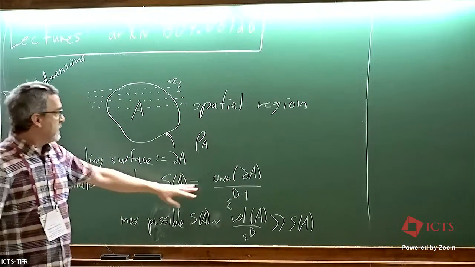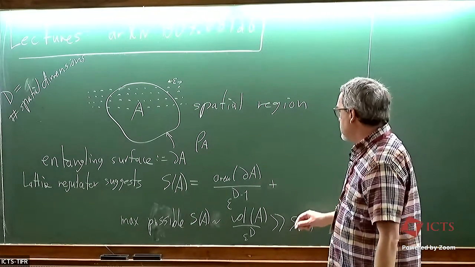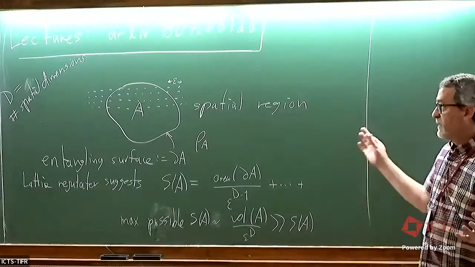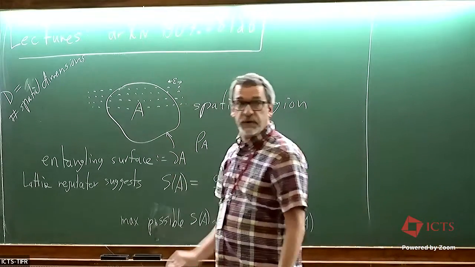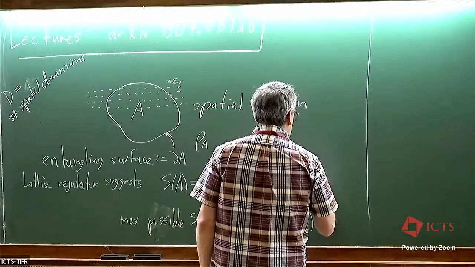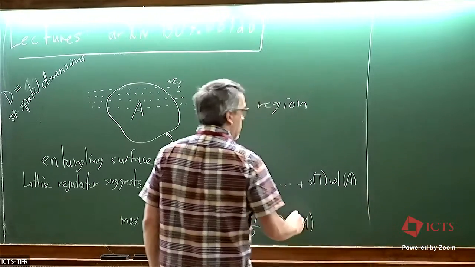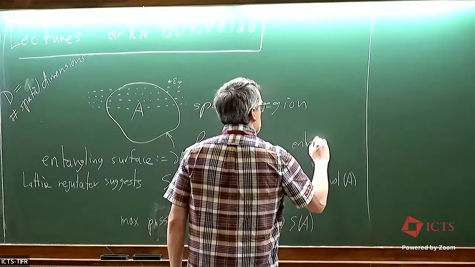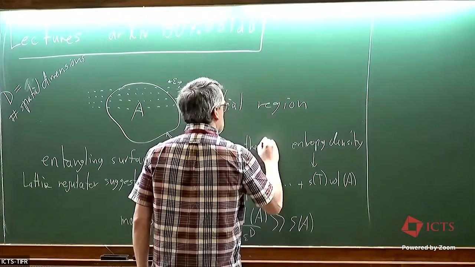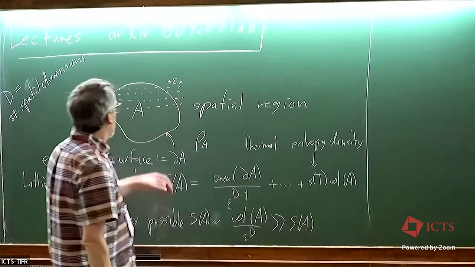And so indeed, this is not the entire entropy by any means. This is just one part of the entropy. There's going to be lots of other parts that depend on lots of specifics of the theory, the state, and the region we chose. And one of those terms may be, if you're at finite temperature, indeed proportional to the volume, where this is the thermal entropy density. And so that guy will be proportional to the volume, okay?